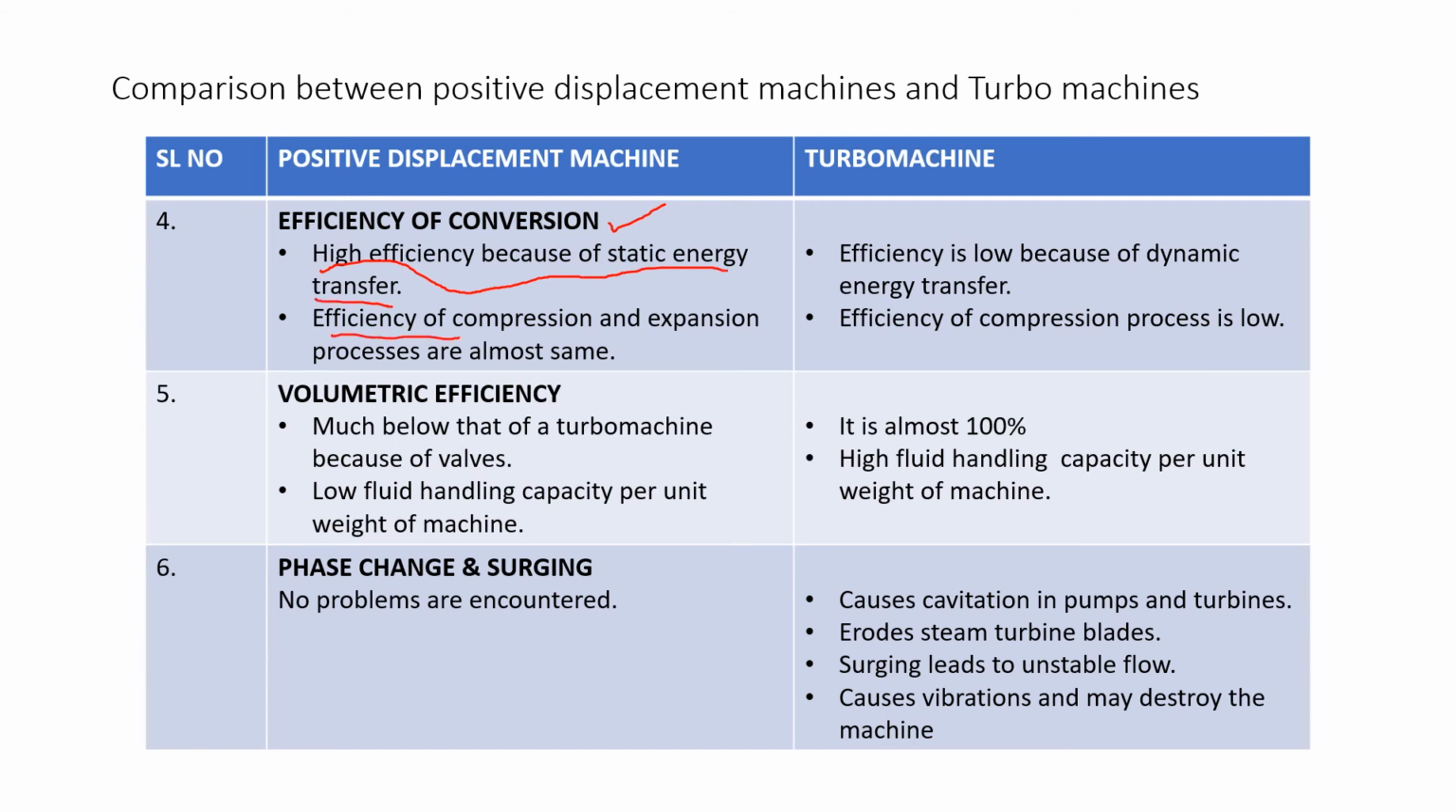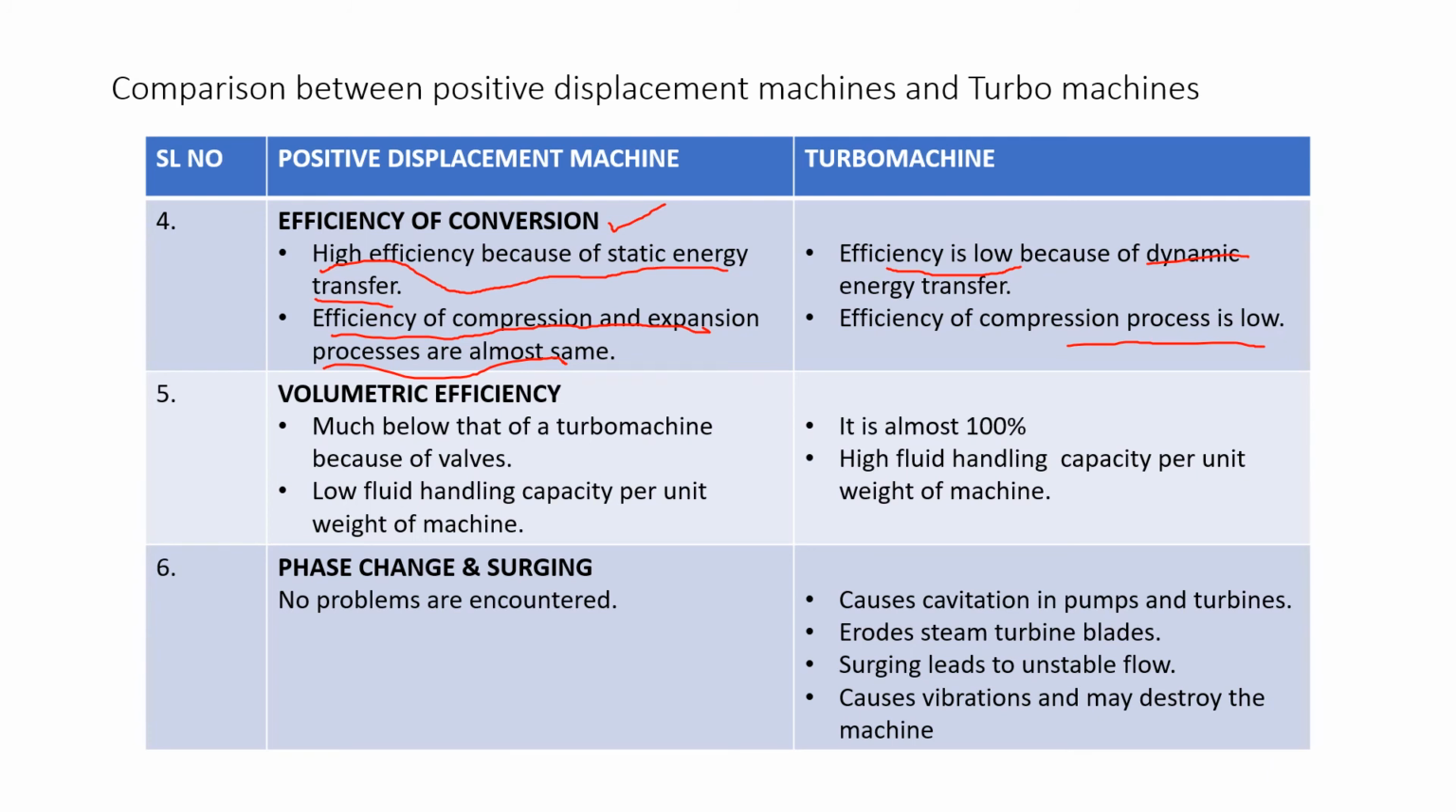efficiency of compression and expansion processes are almost the same. Next, under the turbo machine, efficiency is low as compared to positive displacement machine because of dynamic action, and efficiency of compression process is low.